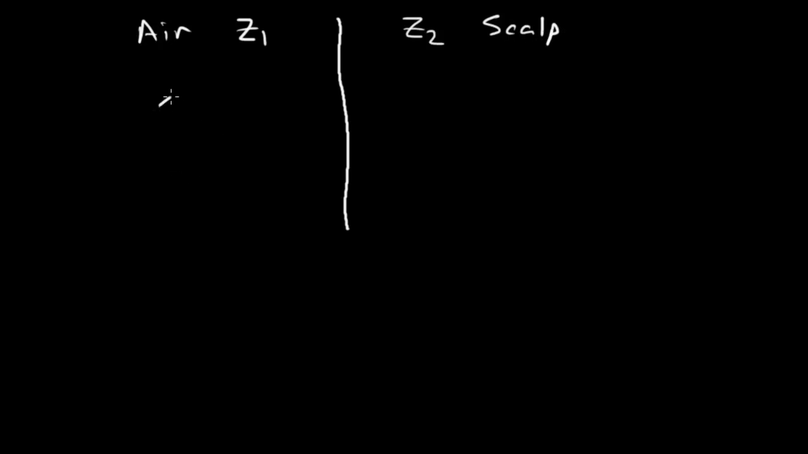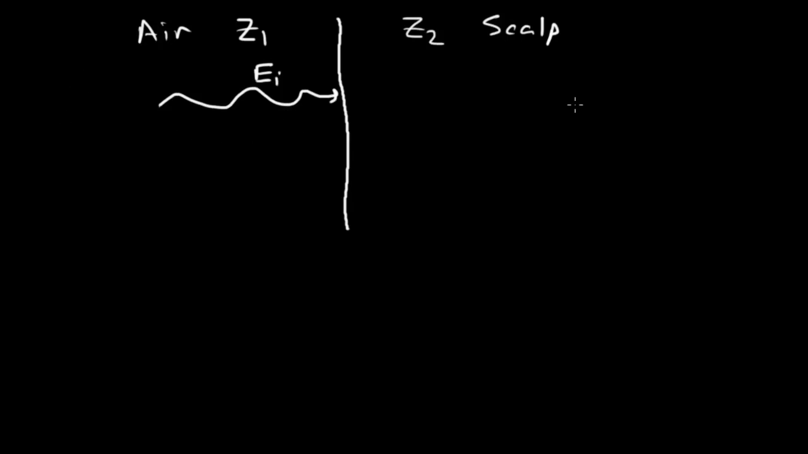Now that I've defined characteristic impedance, absorption depth, and attenuation constant, let's look at a cartoon picture of a boundary. Here's the boundary. Two materials. Over here we have characteristic impedance Z1, and over here we have characteristic impedance Z2. This could be air, and this could be the scalp.